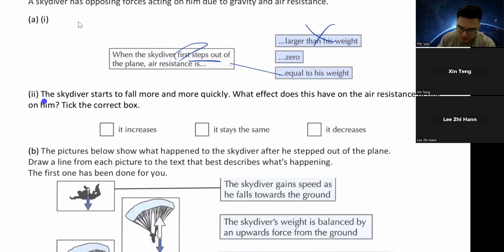So number 3, the skydiver starts to fall more and more quickly. Okay, now it's becoming faster already. What effect does it have on the air resistance acting on him? Okay, he didn't open his parachute, he drops quickly. So now it stays the same. Air resistance will always stay the same, because you have friction with air the same way as everyone.